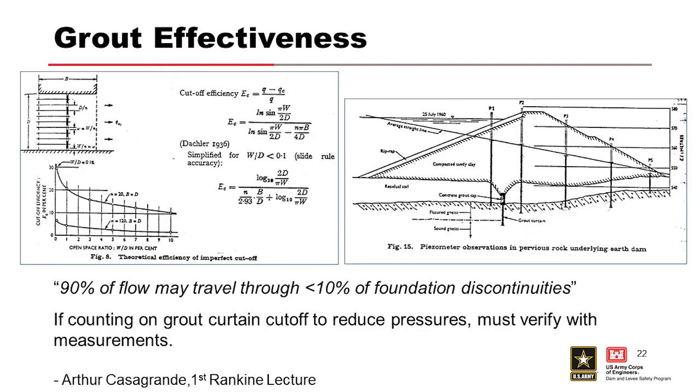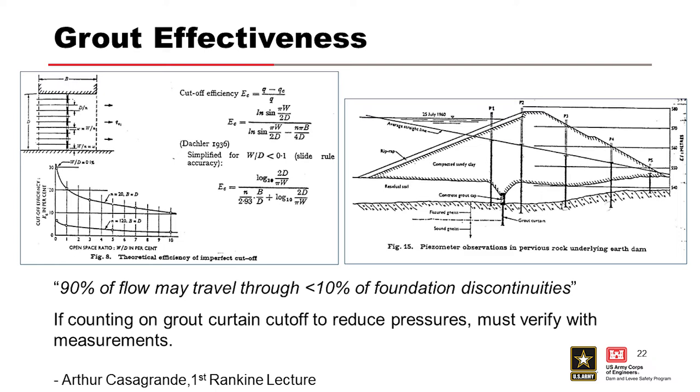Next slide. People often think grout curtains are very effective in reducing foundation water pressures and forming cutoffs in dam foundations, but 90% of the flow may travel through 10% of the foundation continuity. In many of these old dams, a lot of the grout curtains are only single line, sometimes double line, maybe triple line. A lot of the new design grout curtains are sometimes five lines, with a lot of different balanced grout chemistries that were much more advanced than, say, the water cement ratio grouts in the 50s, which didn't have additives to keep them balanced and stable for pumping and traveling long distances.